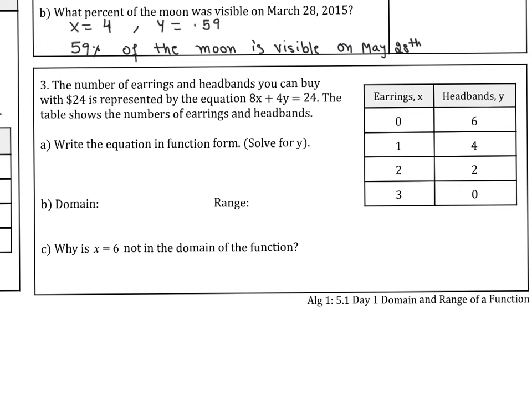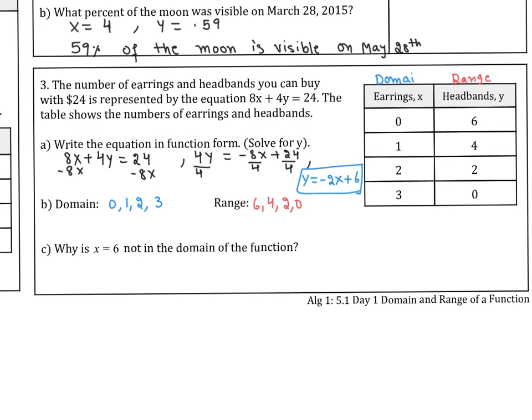Next is problem number 3. The number of earrings and headbands you can buy with $24 is represented by the equation 8x plus 4y equals 24. The table shows the number of earrings and headbands. First thing we're going to do is write the equation in function form, meaning having the y isolated. So you're going to subtract 8x on both sides. You get 4y equals negative 8x plus 24. Divide each term by 4, then you get y equals negative 2x plus 6.